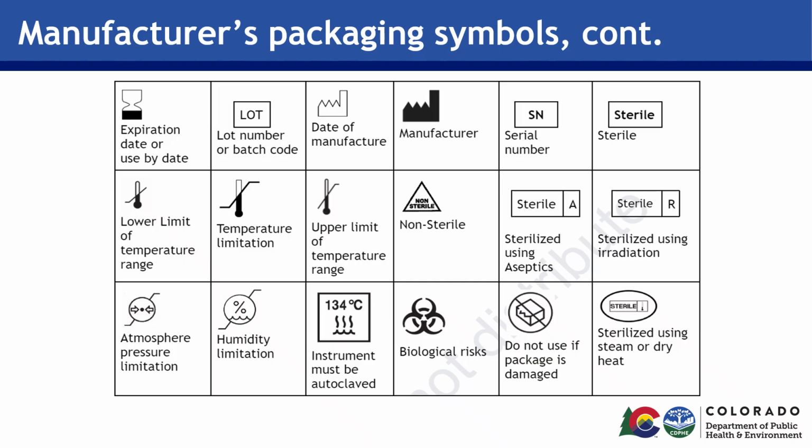Let's now look at the top row, upper left-hand corner, where you will see an hourglass. This represents the expiration date or the use-by date. Now let's look at the bottom row, third symbol from the left. If you see this, it means that the instrument must be autoclaved.